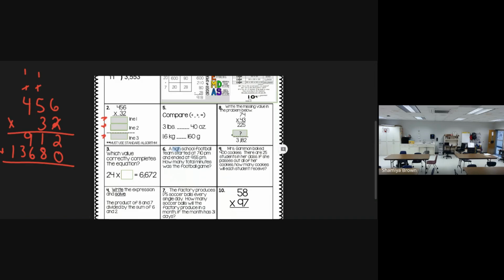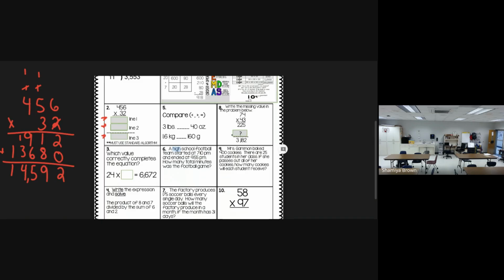2 plus 0 is 2. 1 plus 8 is 9. 9 plus 6 is 15. Put my 5, carry my 1 right there. 1 plus 3 is 4. And then that 1, bring it down. So 14,592 would be the answer.